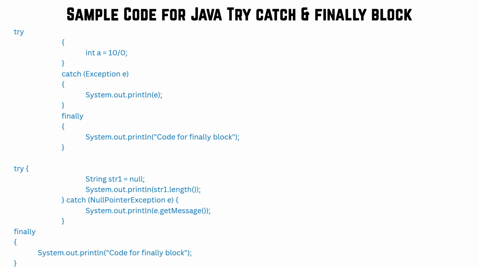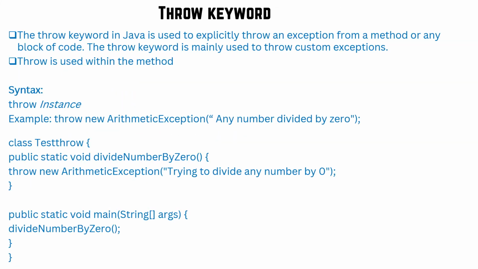Now the last thing I'll cover today is called the throw keyword. These are the different exceptions coming by default from Java or already stored in Java. But sometimes I require to define some exception, like an illegal exception, invalid exception, anything. You want to create something custom level. So you can use the throw keyword in Java, and that is the way you can explicitly throw an exception from a method or any block of code. The throw keyword is mainly used to throw a custom exception. Throw is used within the method only.